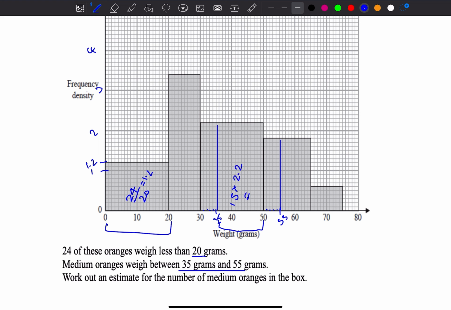That's going to give you what? 33. And then here to here, that's 5 times, what's this? 1.8. 5 times 1.8 is 9, I think. Then the total. The medium orange is 33 plus 9 is 42 medium oranges.